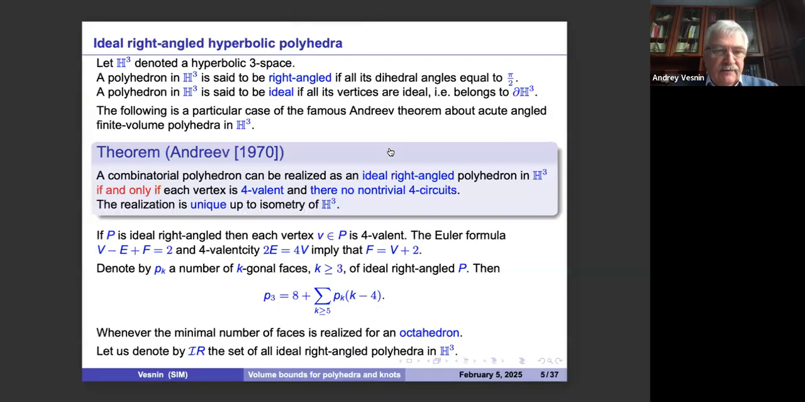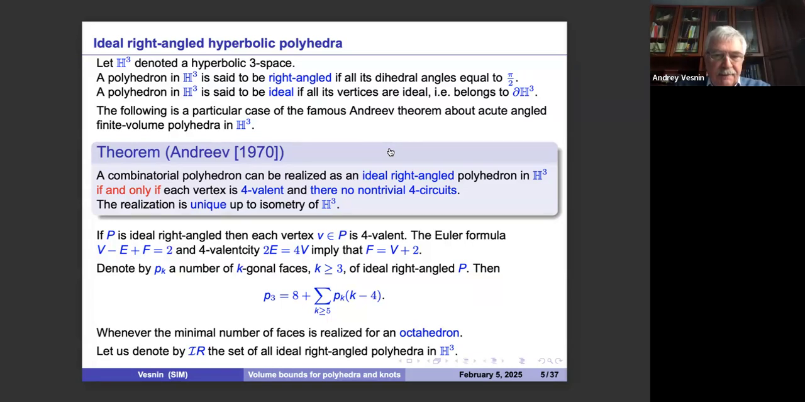So we are interested in the geometry of hyperbolic three-dimensional space. Let H3 denote hyperbolic 3-space, and we can consider polyhedra in this space. We say that a polyhedron is right-angled if all its dihedral angles are pi over 2. It's similar to a Euclidean cube, but in the hyperbolic case, polyhedra are much more complicated. Also we say that a polyhedron is ideal if all vertices are ideal, so it means that all vertices belong to the boundary of hyperbolic space, or absolute, as sometimes we say.